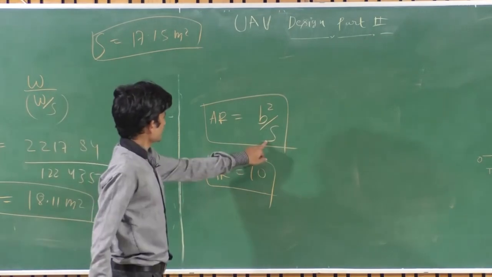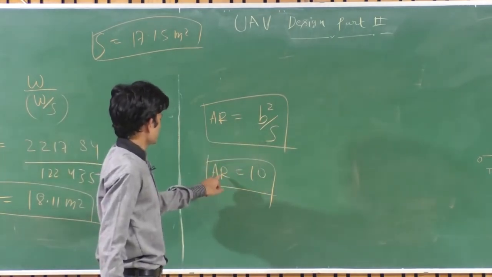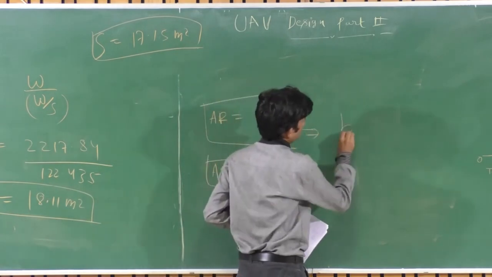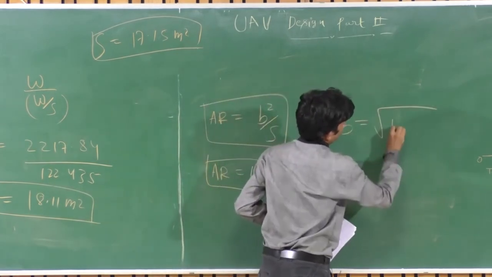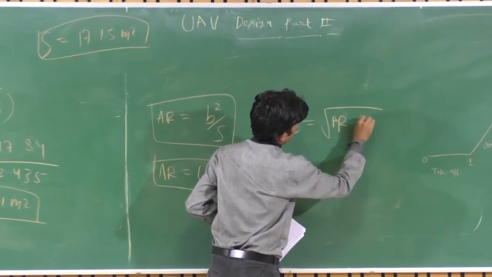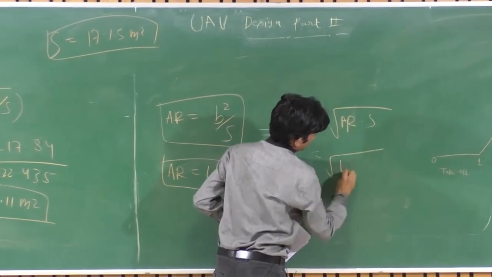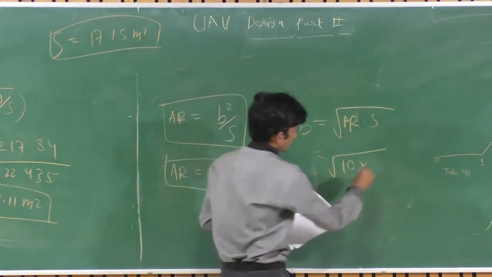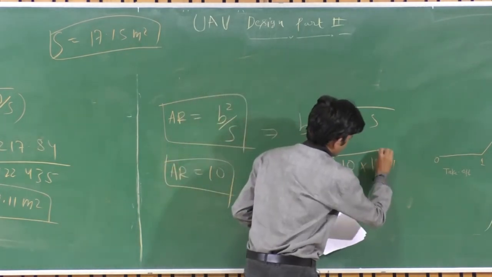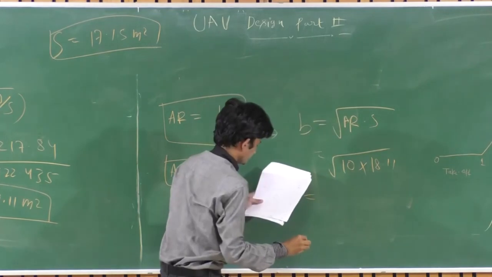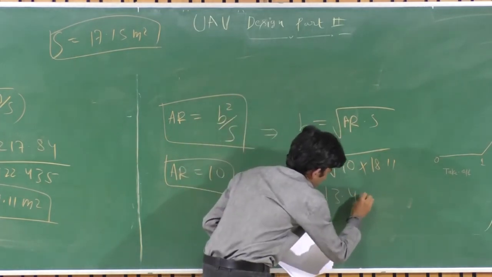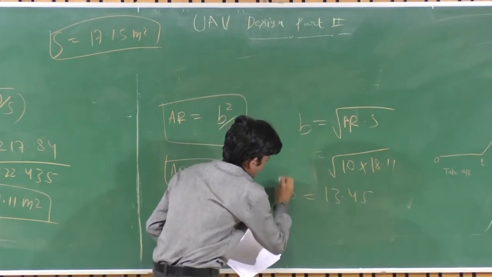So you know the area, you know the aspect ratio, you have assumed, right? You can find out how much the span of the wing is. So this is nothing but 10 into 18.11, you will get 13.45. This is span.